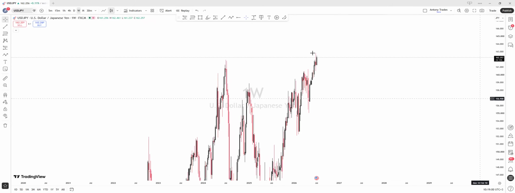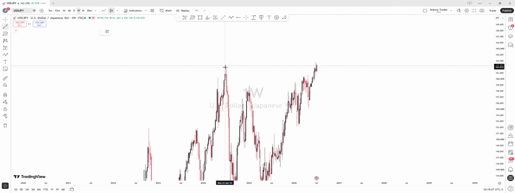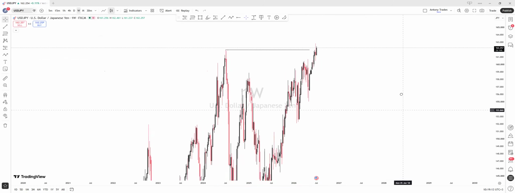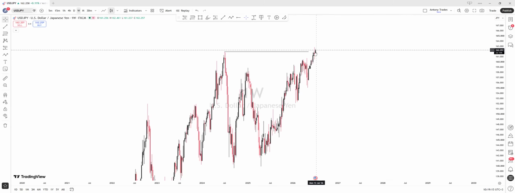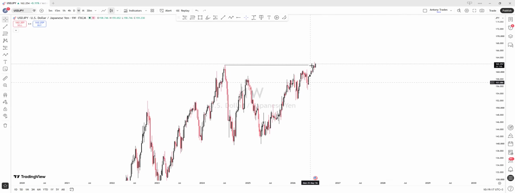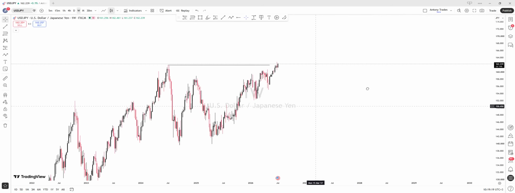From the weekly time frame, we can see that this pair has already, is it closed? But since the week has not yet closed, you cannot confirm that we have a break of structure yet, guys. So until this candle closes, we don't have a break yet. But assuming that candle will close there, we will have a very valid break of structure to the upside.